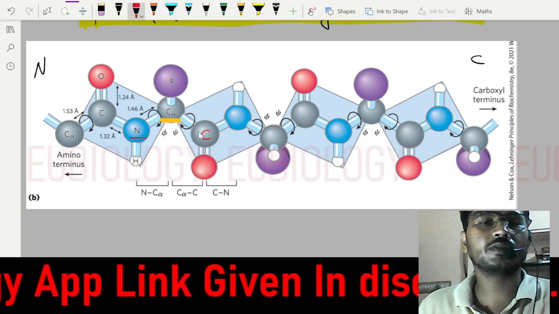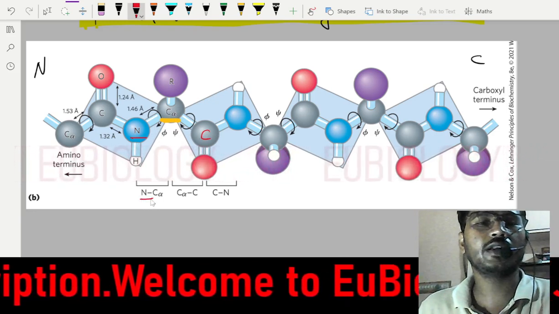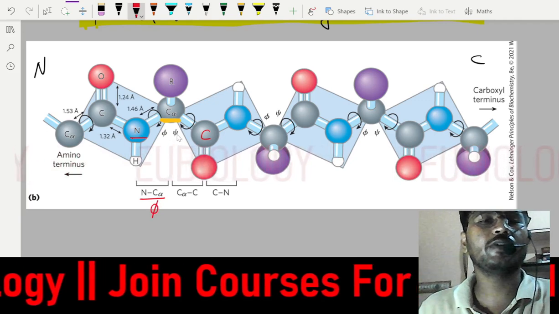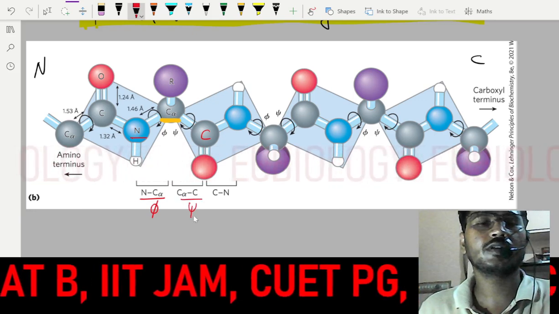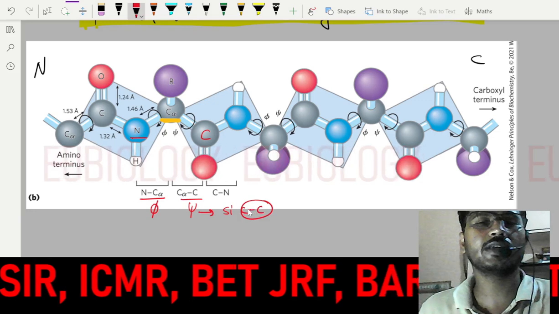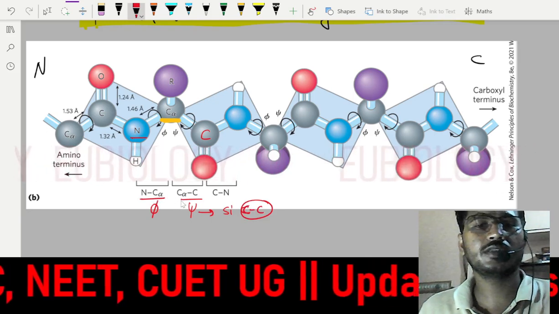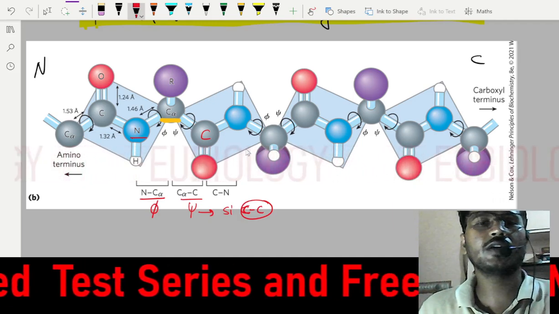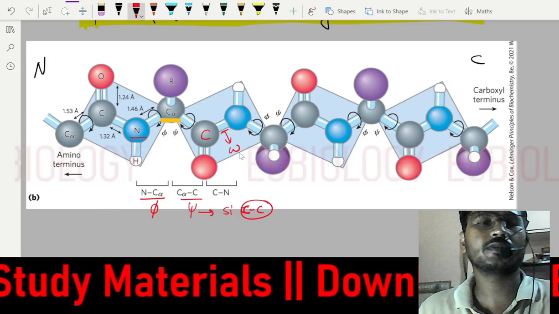Now the bond between the alpha carbon and the nitrogen will be the phi bond. And the bond between the alpha carbon and this carbon will be called the psi bond. So I remember it this way: psi means two Cs will be there, CC means psi, and phi I remember with the alpha carbon and nitrogen. You will remember it easily. There will be one more bond, that is called the omega bond. What is the omega bond? The bond which you are seeing here is called the omega bond.